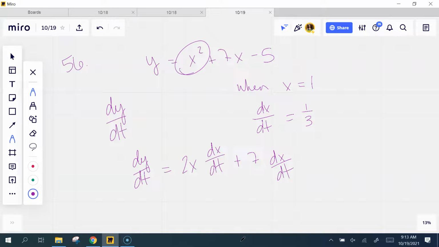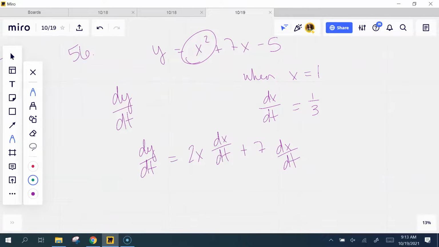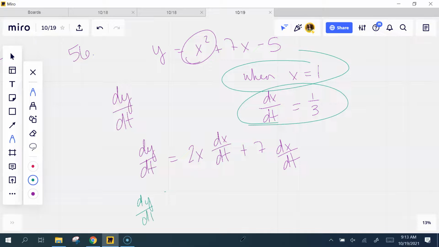So everywhere you take the derivative, you just stick that in there? I told you to evaluate it when x equals 1 and when dx dt equals 1/3. Well, X already equals 1. So you just plug them in, exactly.